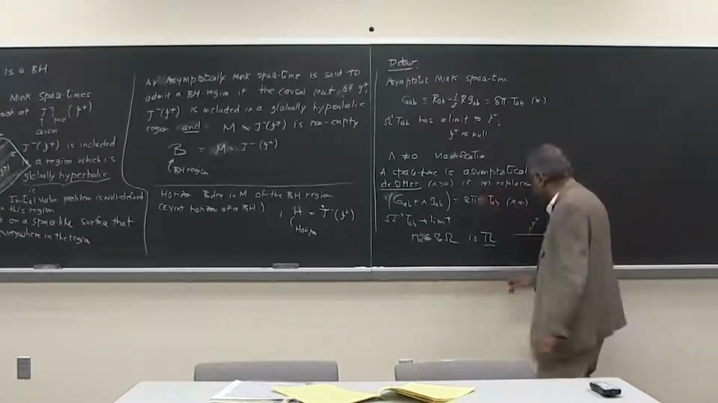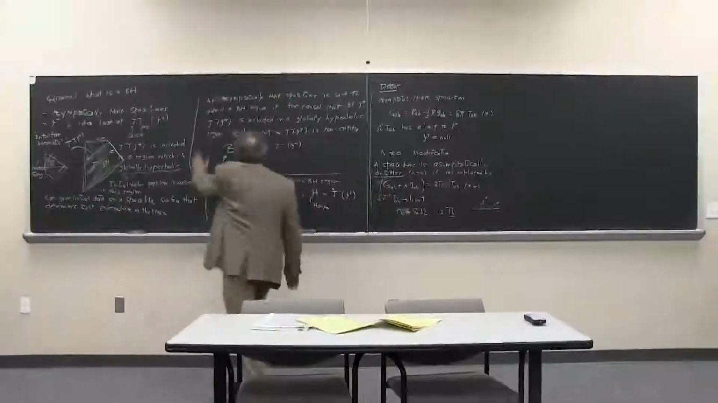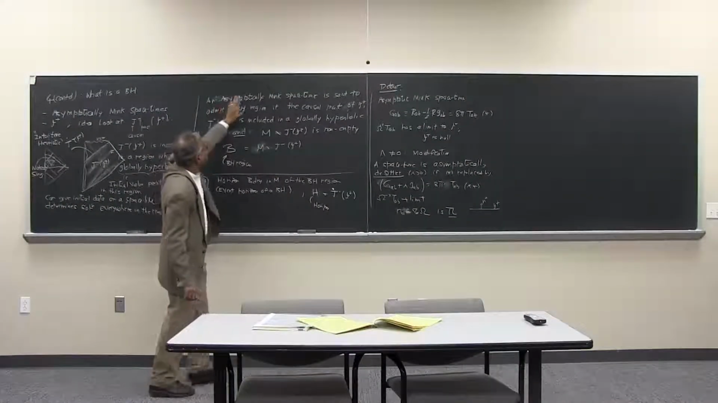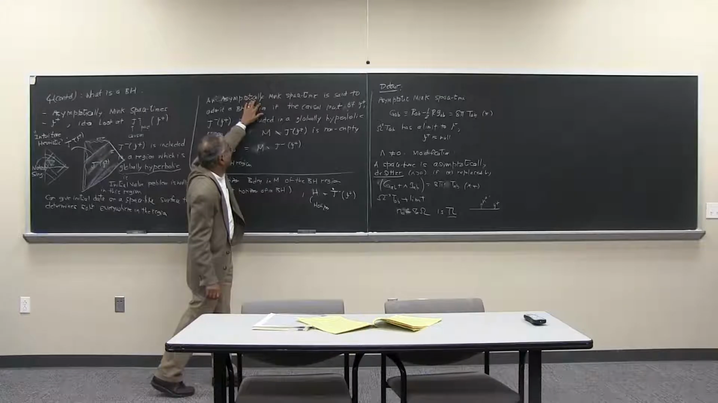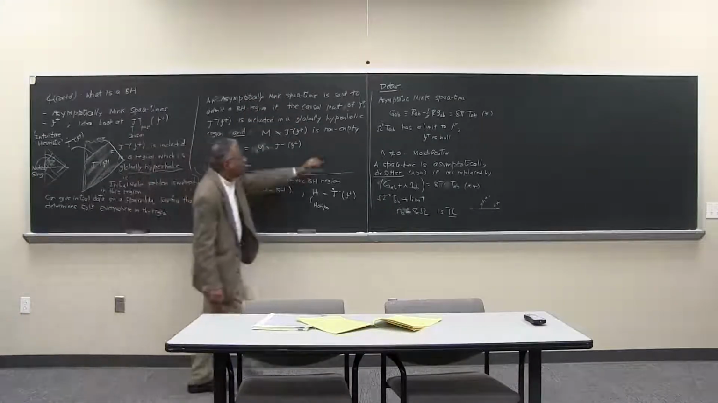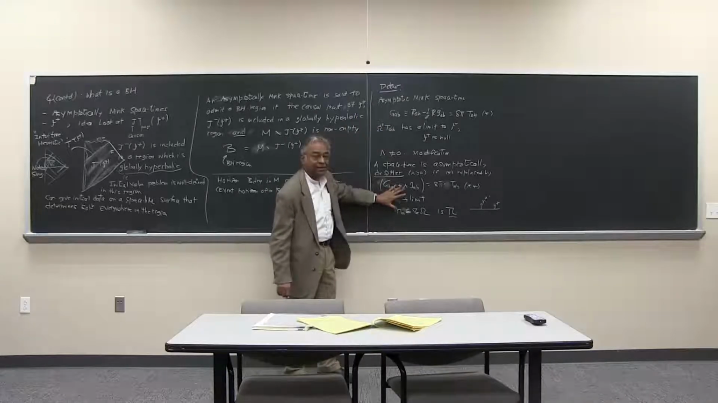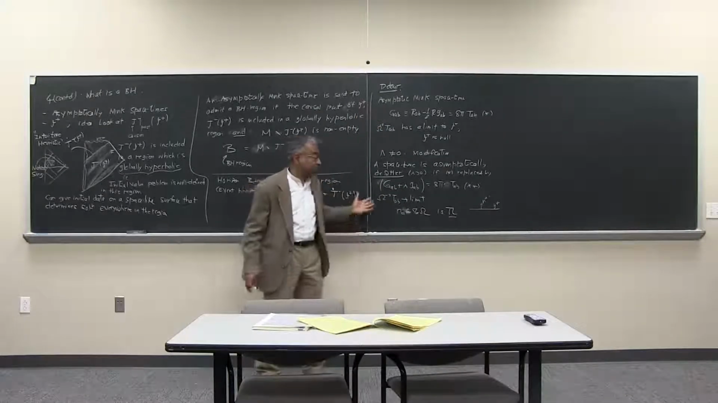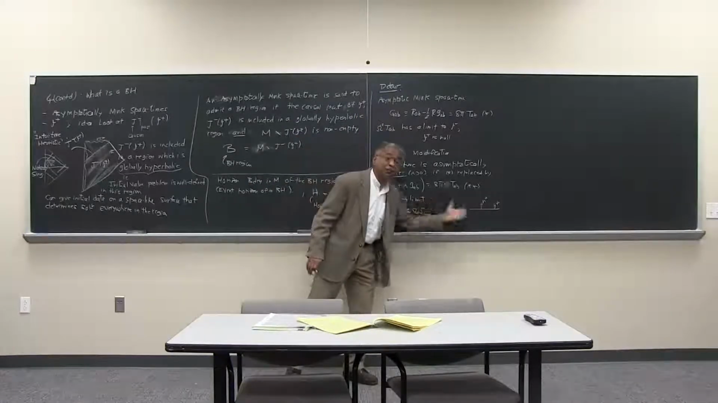So again, the definition would be the same for an asymptotically de Sitter spacetime. Everything else is exactly the same as what we have done. Only this condition is replaced by that condition. And then we know, as a consequence of the field equations, that scri is actually going to be space-like.